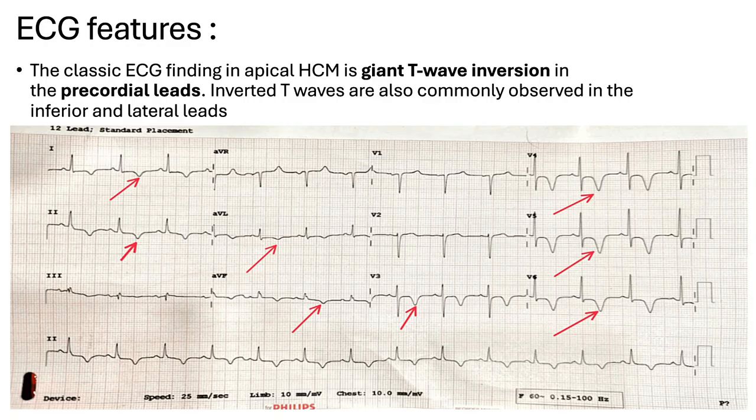Now moving to the ECG. Here we have a classical ECG in apical HCM with the presence of giant T-wave inversions in the precordial leads, as you can see here in V3, V4, V5, and V6. Inverted T waves are also commonly observed in the inferior and lateral leads, as present here in the ECG, with lead 2, lead AVL, AVF, and lead 1.